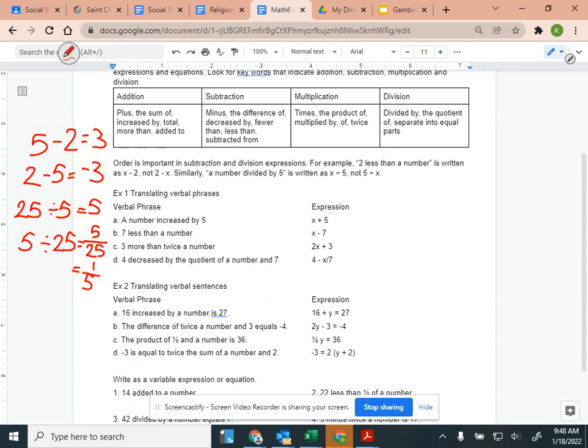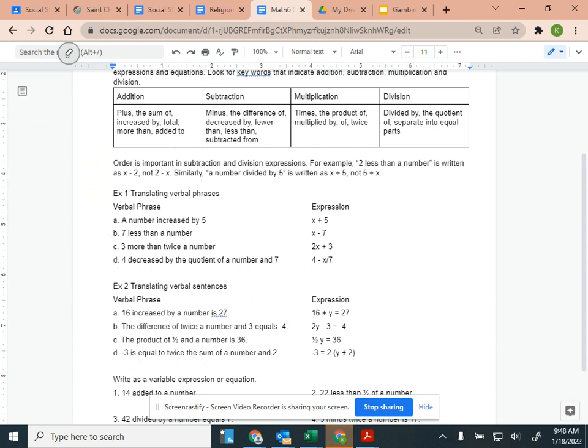Translating verbal phrases. So we have our verbal phrases, which goes with what? A number increased by 5. So if we're increasing that number by 5, what operation are we doing? If we say a number increased by 5, Zoe? We're doing what? Addition. So the number x increased by 5.